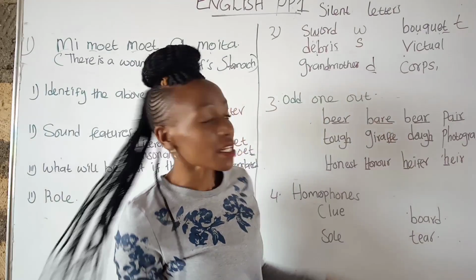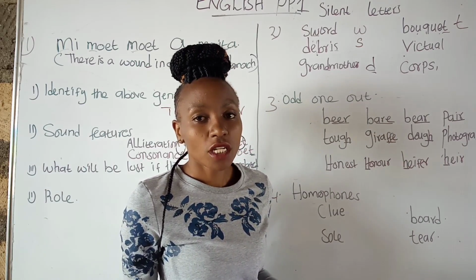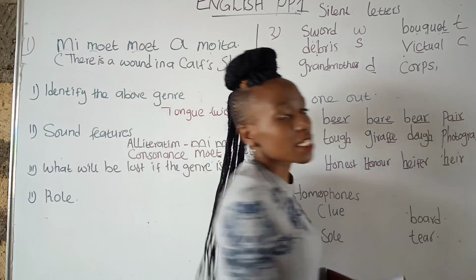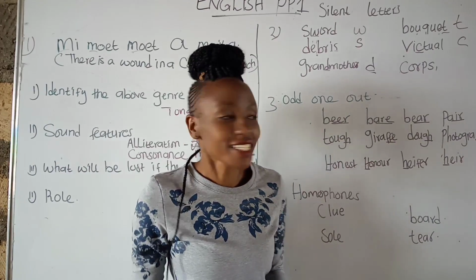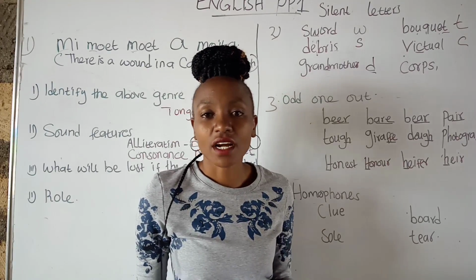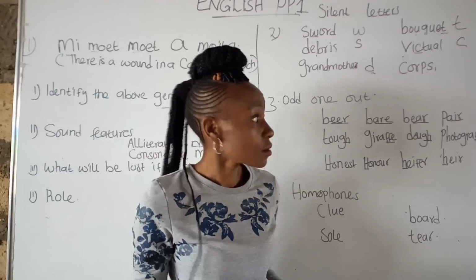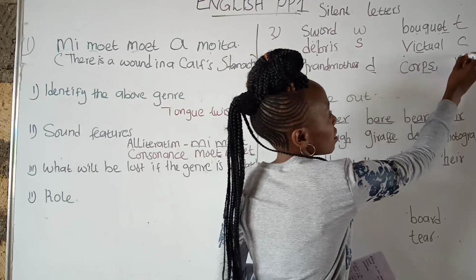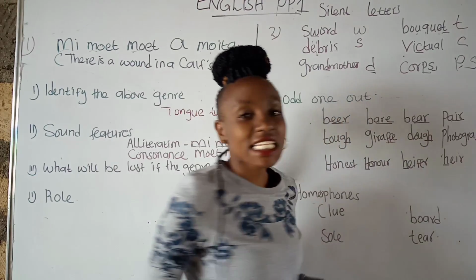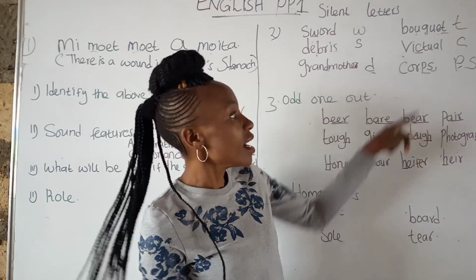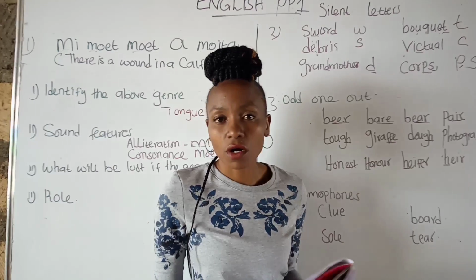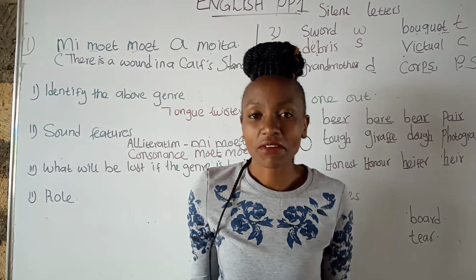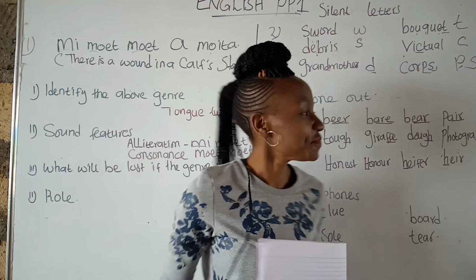We have the next, visual, and the S again is not pronounced. Lastly, we have the corps, and here we have two silent letters, the P and the S. So P and S are silent letters in the word corps, not corpse, corps. It's not our language anyway, but we are trying to learn.